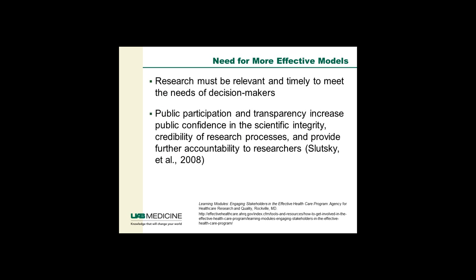So there's been a call for more effective models. Research must be relevant and timely to meet the needs of decision makers. It also needs to include public participation and transparency to really make sure that the public is confident. So when we're talking about these larger scale projects, either by the federal government or HHS, those kinds of folks, we need to know that the community needs to feel like, okay, these are programs that are for me, that are likely to be effective for me and my community, and need to have scientific integrity. And so for those of you who might be more familiar with health outcomes, part of this whole PCORI movement is making sure that you do have the involvement of the constituency. So again, people have called for better and more effective models in getting community stakeholders involved.